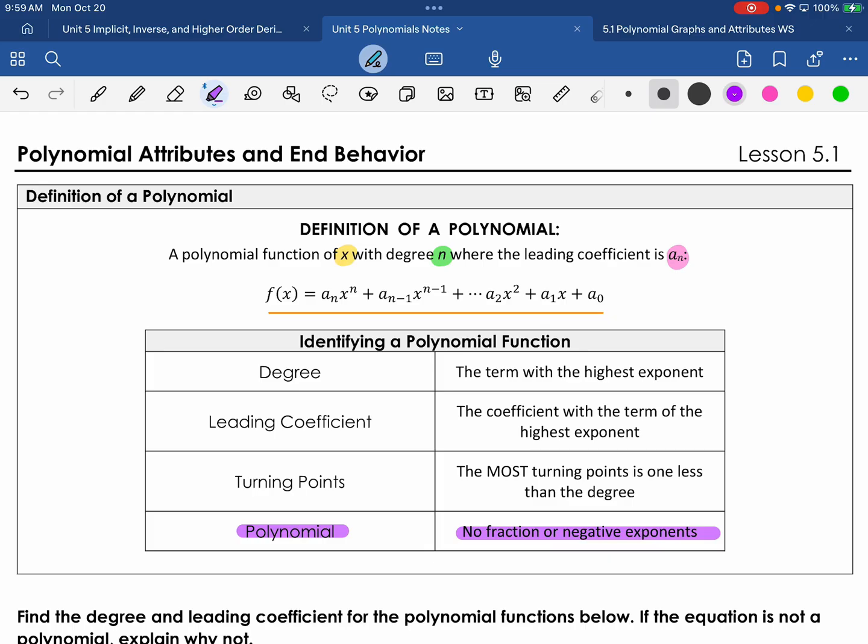We've already talked about the degree. The degree is the term with the highest exponent. And the leading coefficient is the coefficient with the term of the highest exponent. So the leading coefficient is the number in front. The degree is the actual exponent.